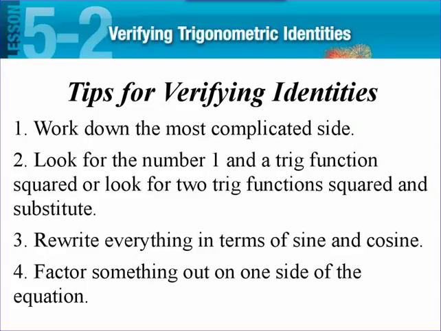So today we're going to talk about verifying identities. First of all, we've got a few tips that can help. The first tip is to pick the most complicated side, and that's the side you're going to work down. The second tip: look for the number 1 in a trig function squared, or look for 2 trig functions squared, and substitute. Those are taken from the 3 Pythagorean identities that you should already have in your notes somewhere.